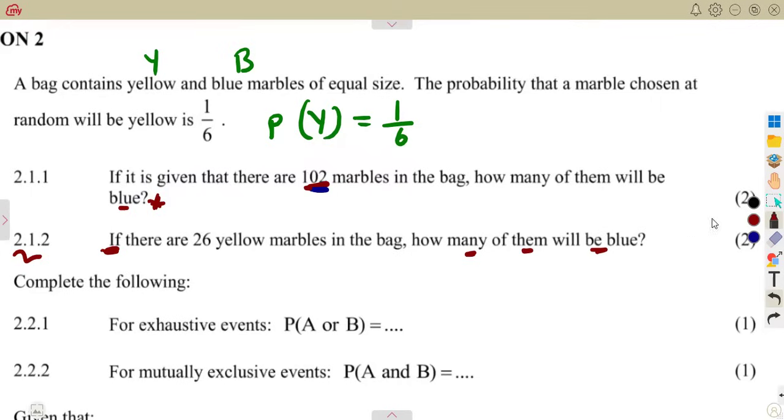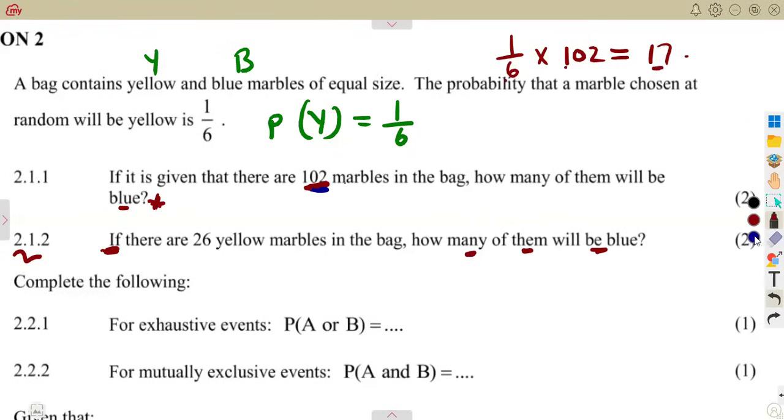So we can find the total first. Remember how we used this total of 102? We said 1 over 6 times 102 to obtain the yellow marbles that we got last time, which was 17. Remember how we got it? It was 1 over 6 times the total.